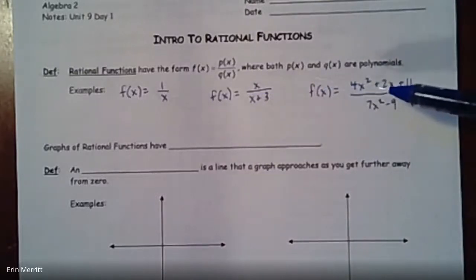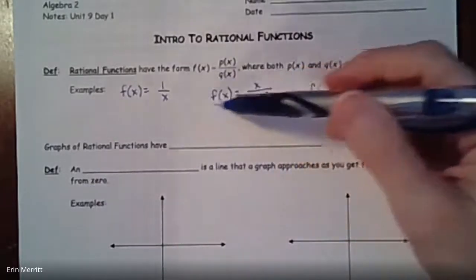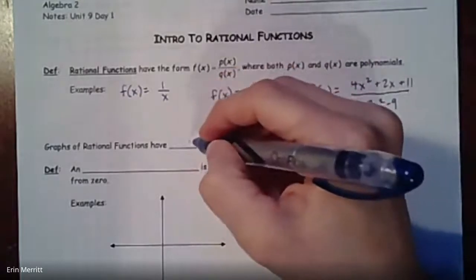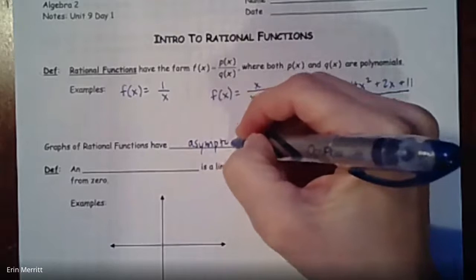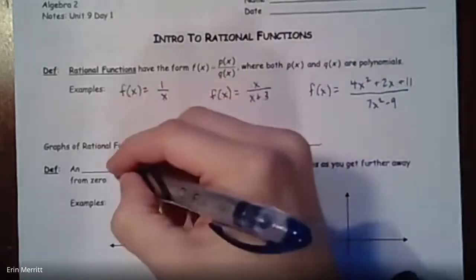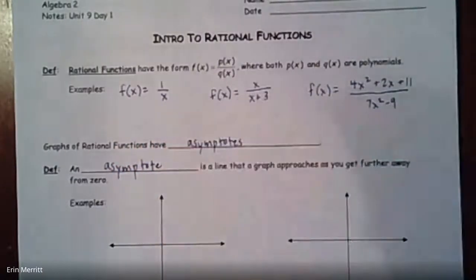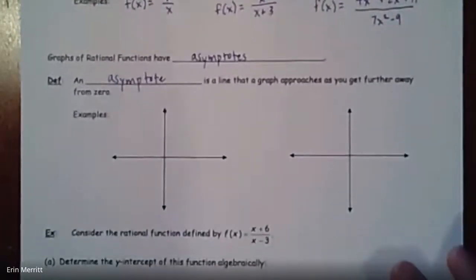As for what they look like when you graph them, depending on how complicated they are, the graphs can definitely change. But all the graphs, if there's an x in the denominator, have an asymptote. All right, so an asymptote is a line that a graph approaches as you get further away from 0. So the graph gets really close to it, but it never crosses it. That's the idea with it.